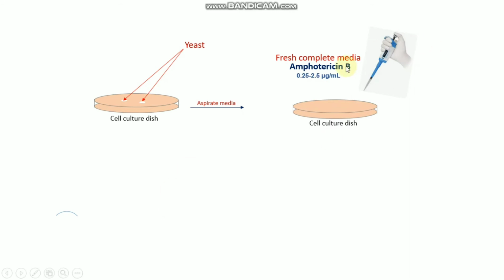Amphotericin B is an antifungal agent, and it works very well to eliminate yeast from the cell culture dish. Here are some instructions for using amphotericin B. Basically, amphotericin B needs to be stored at -20 degrees centigrade, but thaw and freeze cycles are not good for the potency of amphotericin B. It may degrade it.